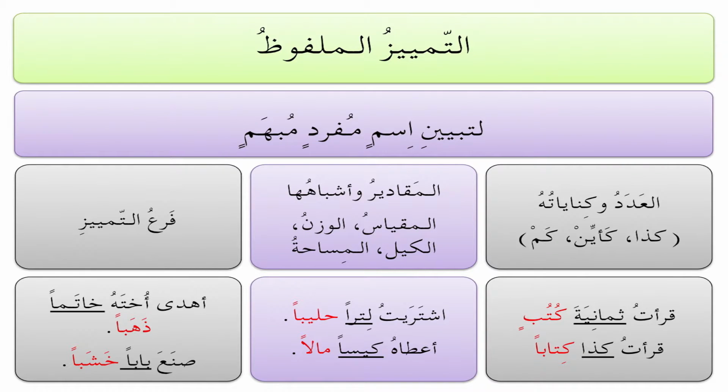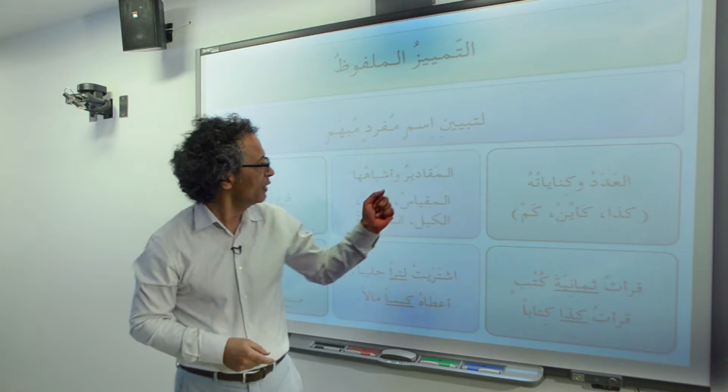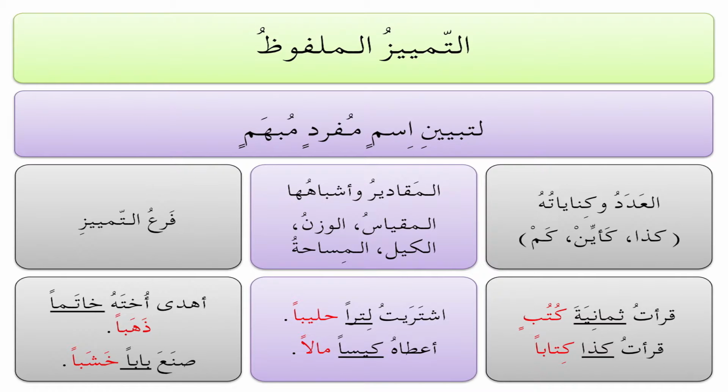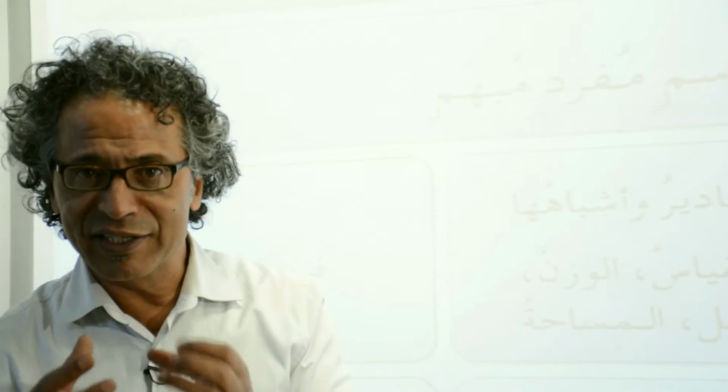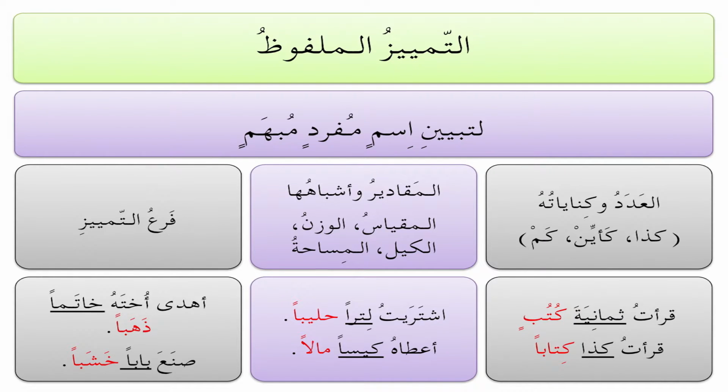التمييز الملفوظ. Let's start with the first category. لتبيين اسم مفرد مبهم, يعني to clarify a noun that is singular and that is ambiguous, that's preceding a tamyiz. And that has categories too, 1 and 2 and 3. So the first one is العدد وكناياته. So number or words that have also sort of the idea of number, but they're not exactly numbers. Some of those are like كذا, كأين and كم.